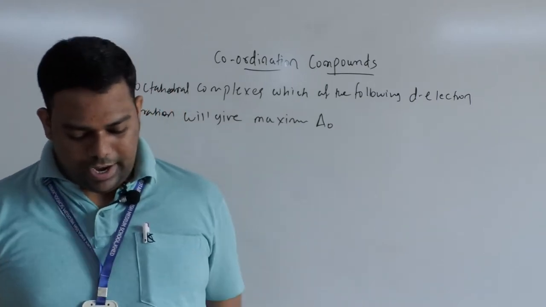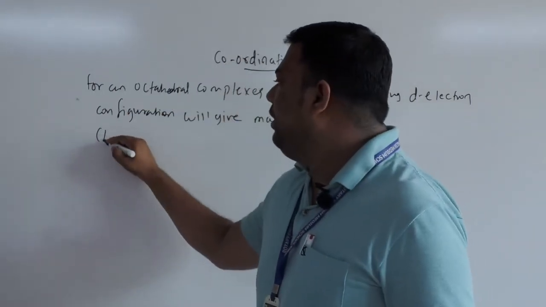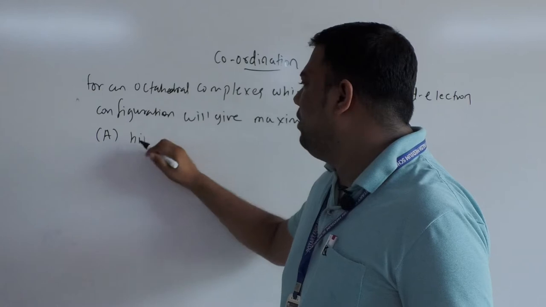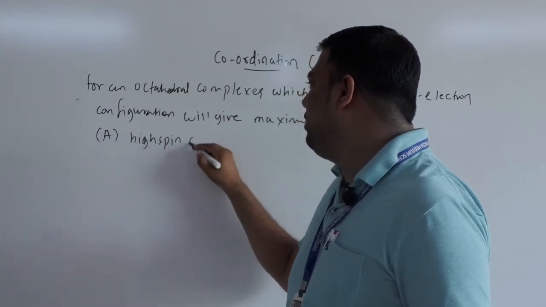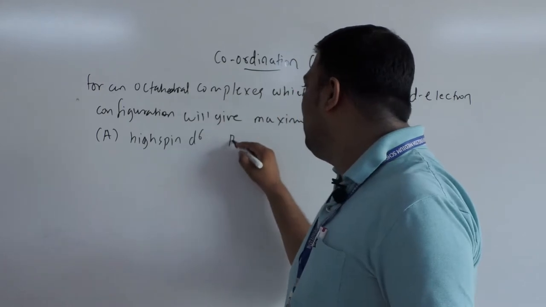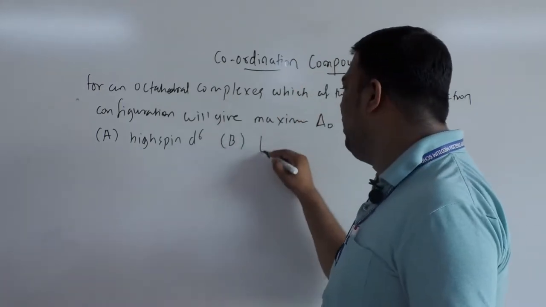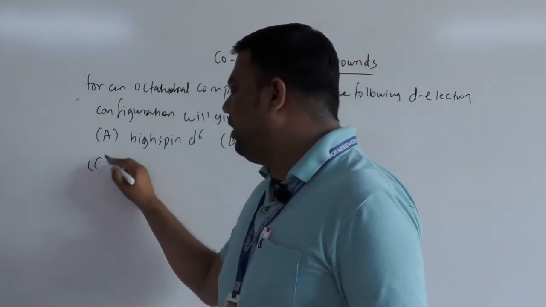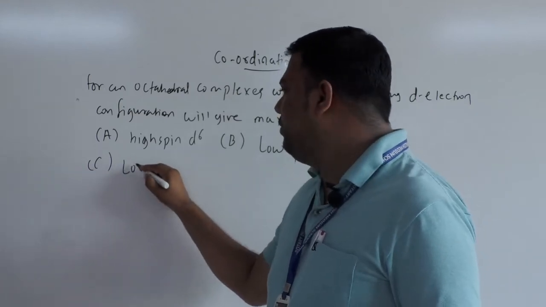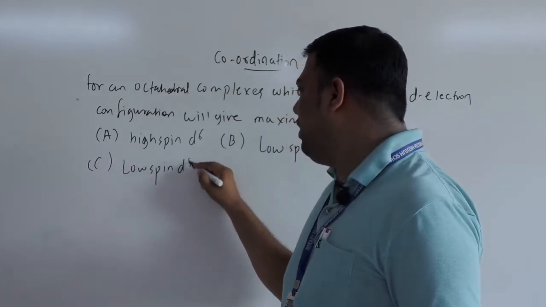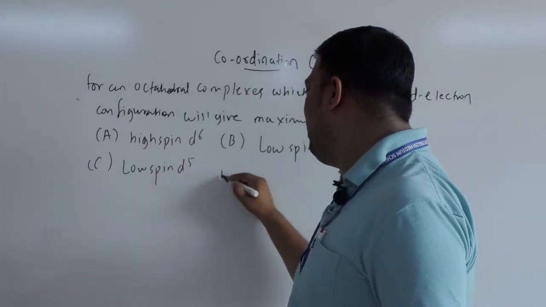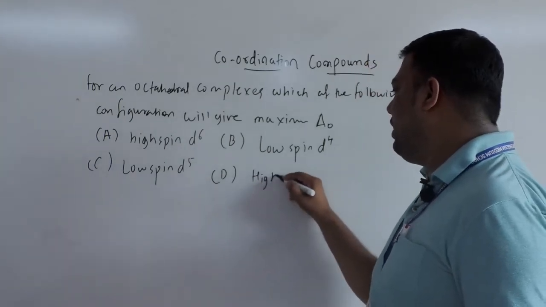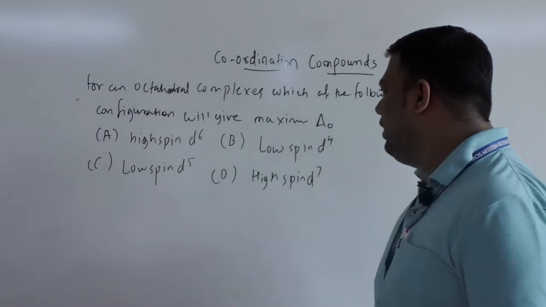Okay, so you can write here options also. In A option, high spin d6, write down B, low spin d4, C, low spin d5, and whatever your D option, high spin d7. What beta? High spin d7.